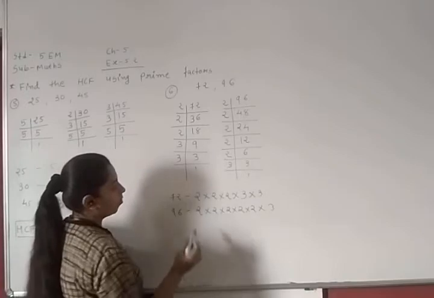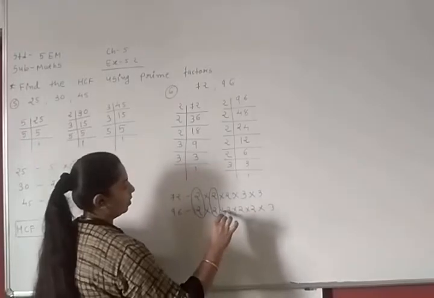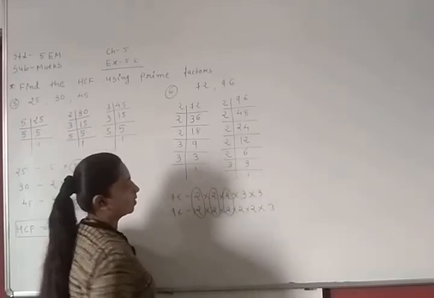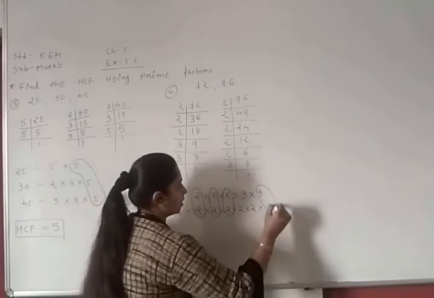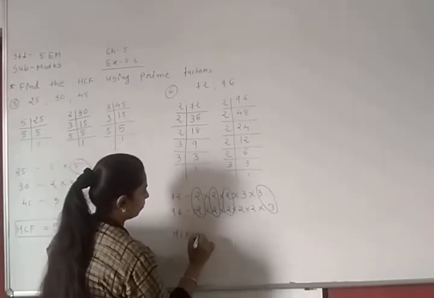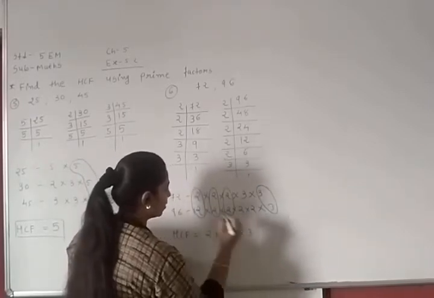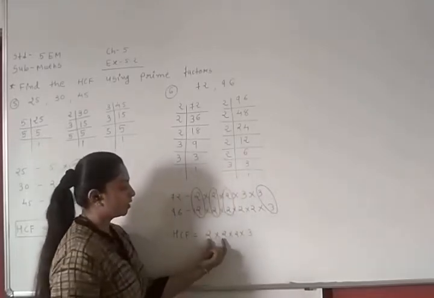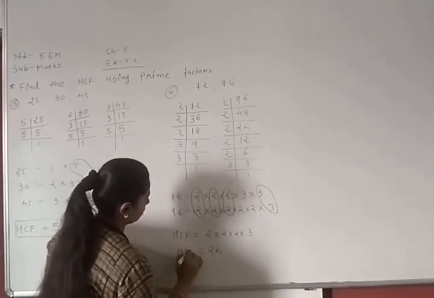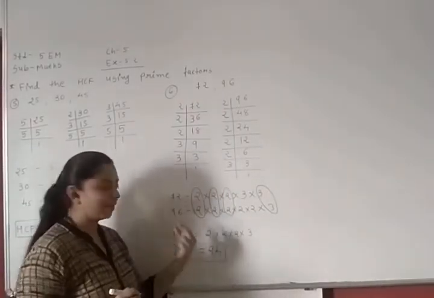Now let me find the common factors. 2 is common. The second time 2 is common. The third time also 2 is common. But the fourth time, 2 is not coming in 72. So now we go for 3. This 3 is common. That much is common, so that will be our HCF: 2, 2, 2 and 3. 2 into 2 into 2 is 8, and 8 3s are 24. So the HCF of 72 and 96 will be 24.